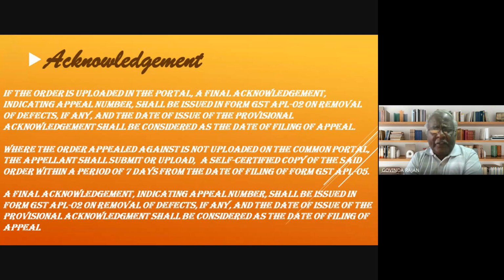The final acknowledgement indicating the appeal number shall be issued in Form GST APL 02 on removal of defects, and the date of issue of the provisional acknowledgement shall be considered as the date of filing of the appeal. So once we file the appeal, a provisional acknowledgement will be given to the appellant. Whoever files the appeal, the provisional acknowledgement will be given.